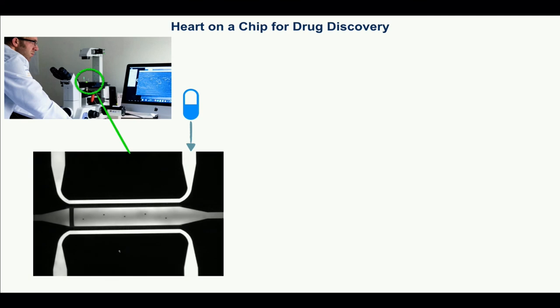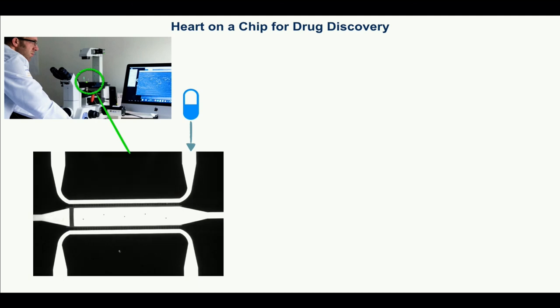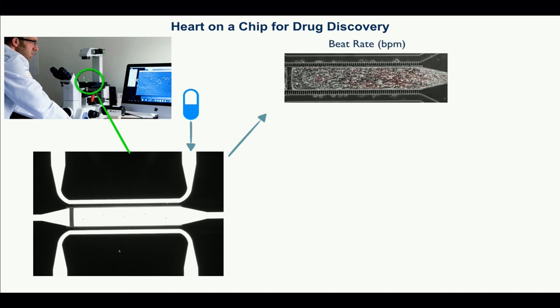Drug is introduced into the system. This is all real time. This is a fluorescent probe, and it just shows you how this lights up. This is an empty chip, but the cells would be sitting here. And then we record different things. Like I said, beat rate is one of the things we're interested in.